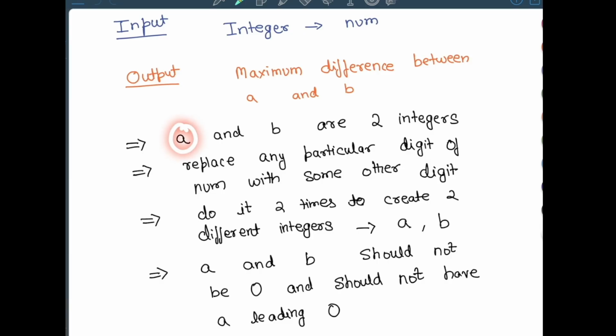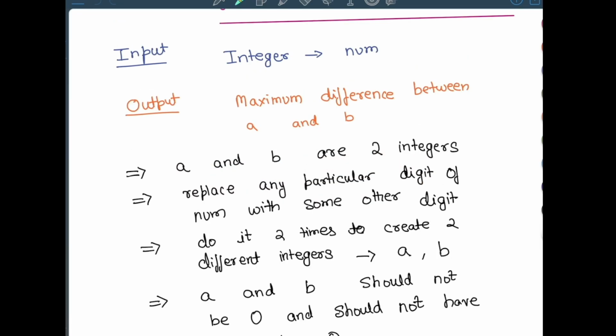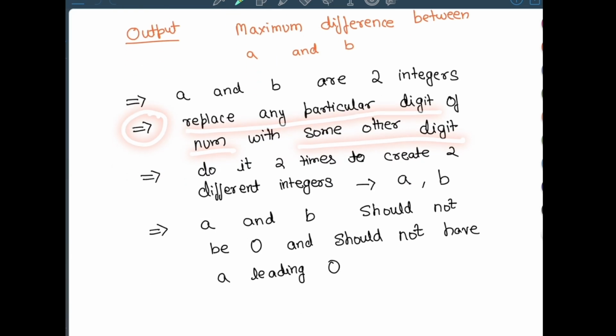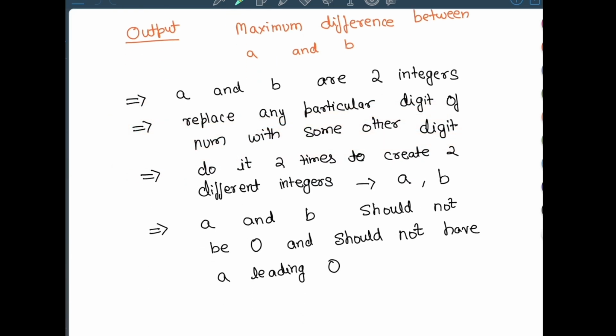How can we create a and b? We just need to follow a process which is replace any particular digit of num with some other digit. That's it. That's what we need to do. We just need to pick a particular digit from our given input num and replace it with some other digit. We need to do this particular process two times, to create two different integers a and b. And the thing is guys, a and b should not be 0. You should not replace it to make it 0, and it should not have a leading 0. It should not start with 0.